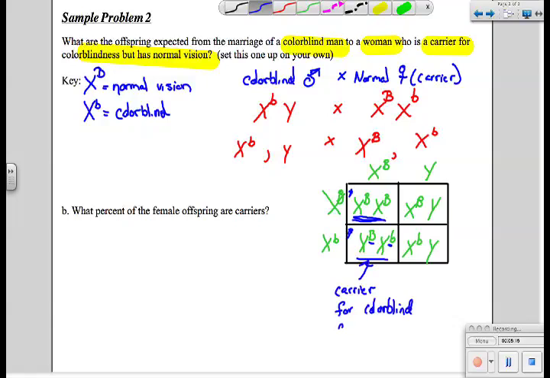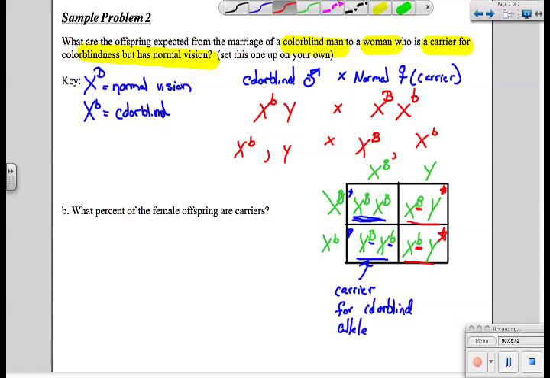She's the carrier for the colorblind allele, which means that there's a chance that her children will in fact be colorblind. In terms of the males, I have a male here and here. This male has normal vision because his one copy of the vision allele is normal. This male is colorblind because his single copy of the vision allele is recessive, meaning that he has color blindness.